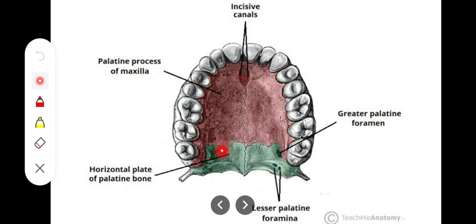This whole is a palatine bone, by the way, and both greater and lesser are present on both sides. Okay, so with this note we're done with all the foramina, and then what else is remaining. The posterior border of the palatine bone is quite free and it is lodging a spine called the posterior nasal spine.